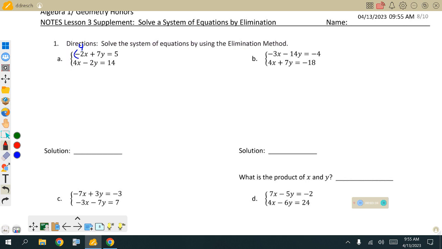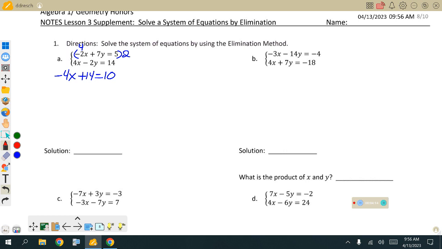That top equation needs to change, doesn't it? It's a negative 2x. What times negative 2 gives me a 4? 2. We're going to multiply that top equation by 2. So we got to rewrite that top equation now. Multiply everything by 2. It's like your distributive property. Everything multiplies by 2. Let's rewrite that down below. 2 times negative 2x. Whoops, multiply. 2 times 7y. And 2 times 5.